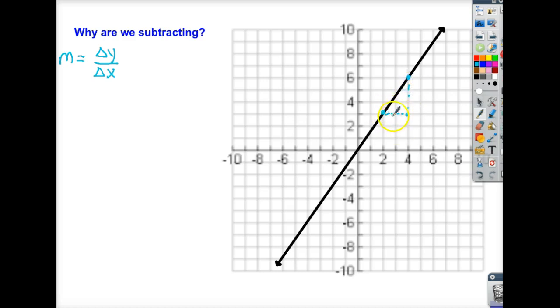That means I want to find the difference between 2 and 4. Well, how do I do that? 4 minus 2, I went 2 spaces. I want to find the difference between 3 and 6. I can do that by subtracting to say, okay, I went 3 spaces. That's why we are subtracting.